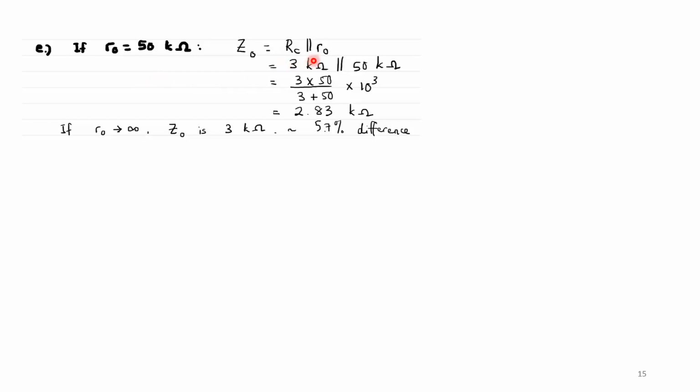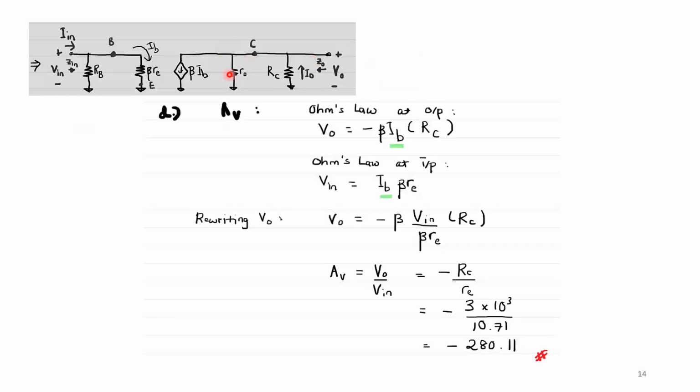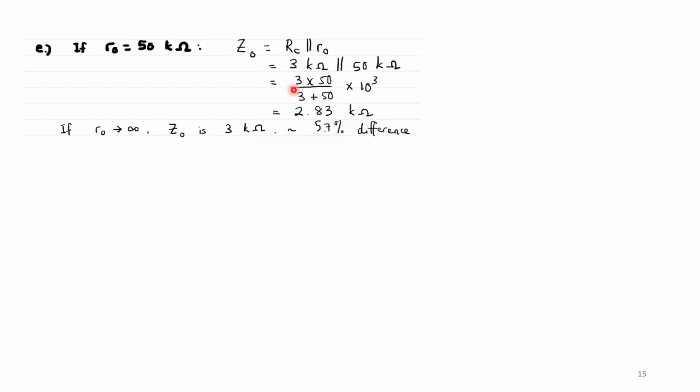If I look at the previous slide so that I can have a look at the image, Zout is going to be RC parallel with Rout, and therefore I need to use the parallel resistance formula to find the equivalent resistance. I'm going to find this to be 2.83 kilo ohms, which means if I compare it with treating Rout as infinity instead of 50 kilo ohms, there will be about 5 to 6% difference.